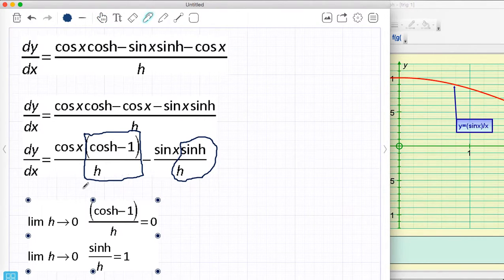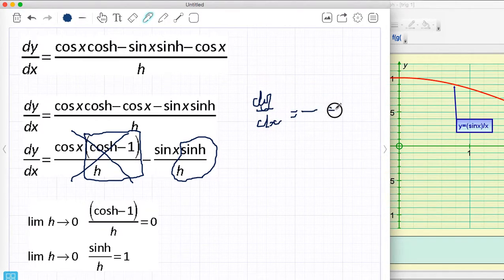This part here becomes 0, so I can ignore this completely. And this becomes 1, so I leave this in here. Negative sine x times 1. And so eventually I find that my dy by dx is negative sine x.